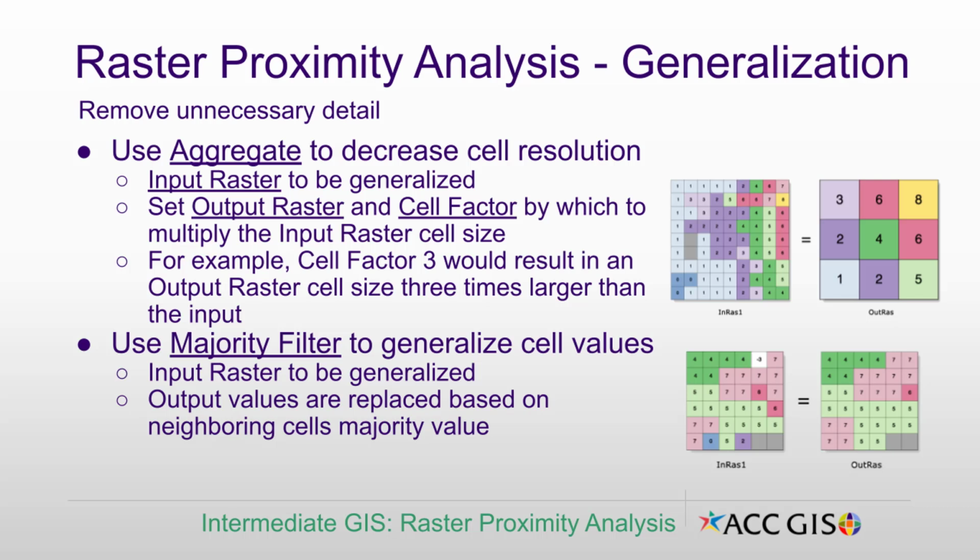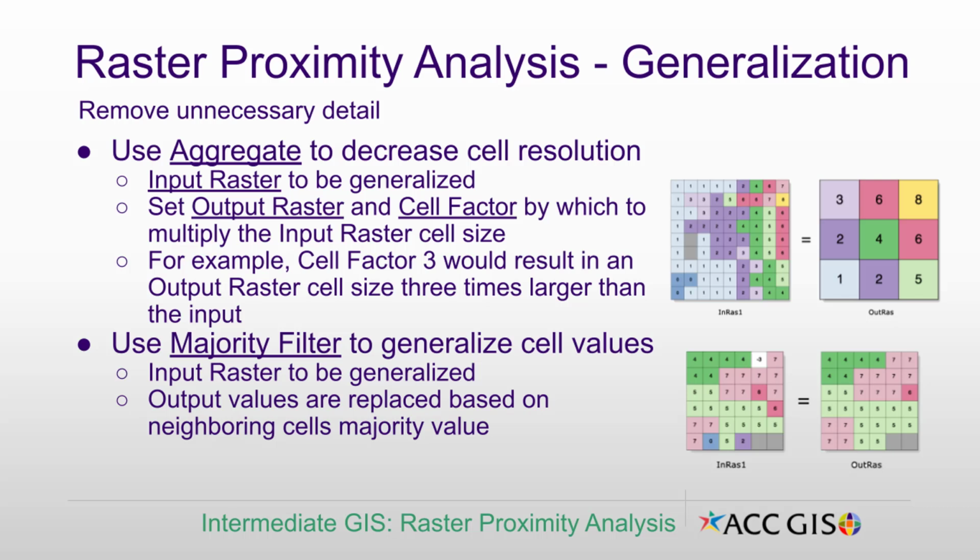Generalization analyzes relationships between adjacent and nearby cells. We use the aggregate geoprocessing tool to decrease cell resolution. So the input raster is the raster to be generalized, and then we set the output raster and the cell factor by which to multiply the input raster cell. For example, a cell factor of 3 would result in an output raster cell size 3 times larger than the input. And if you look at the example on the right, you can see I have my input raster, which is a much higher resolution than my output raster. So in this example right here, I must have a cell factor of 3. So it's aggregating the 9 cells in the upper right-hand corner to the single cell, which is a 3 in the output raster.